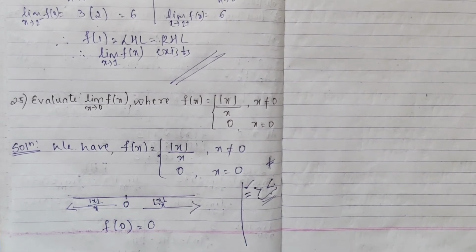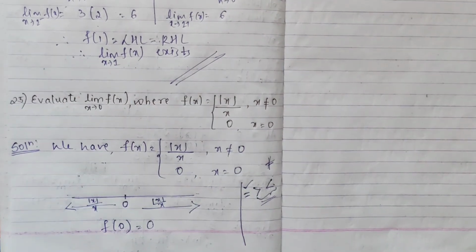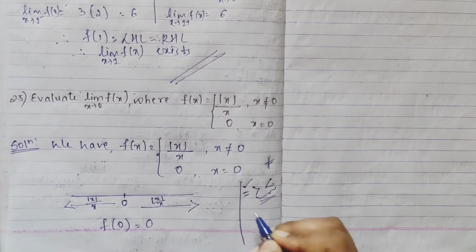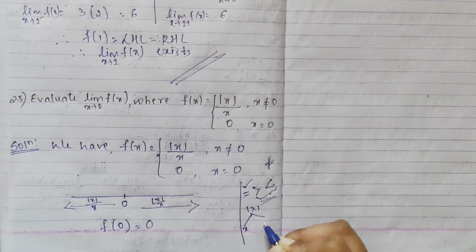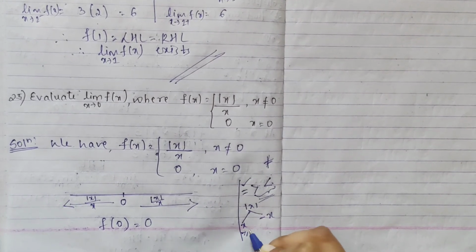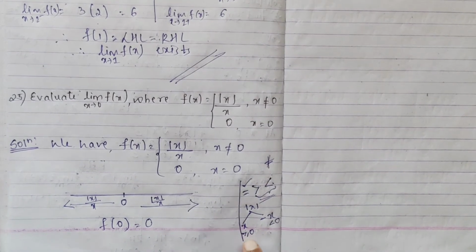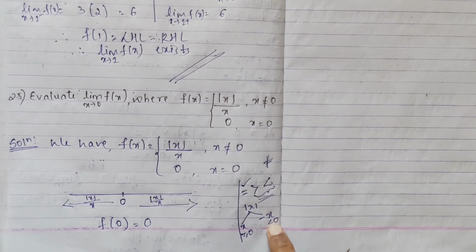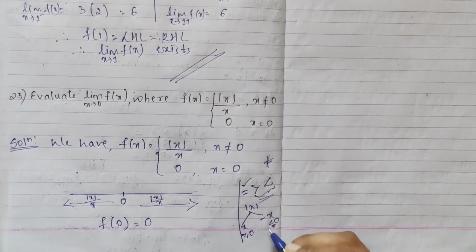But now your mod x is there. You have already done this in your relations and functions chapter. I have told you how mod x is broken up. Mod x has two values, plus x and minus x, when x is greater than or equal to 0 and when x is less than 0. When it is greater than or equal to 0 you get plus x, and when it is less than 0 you get minus x.